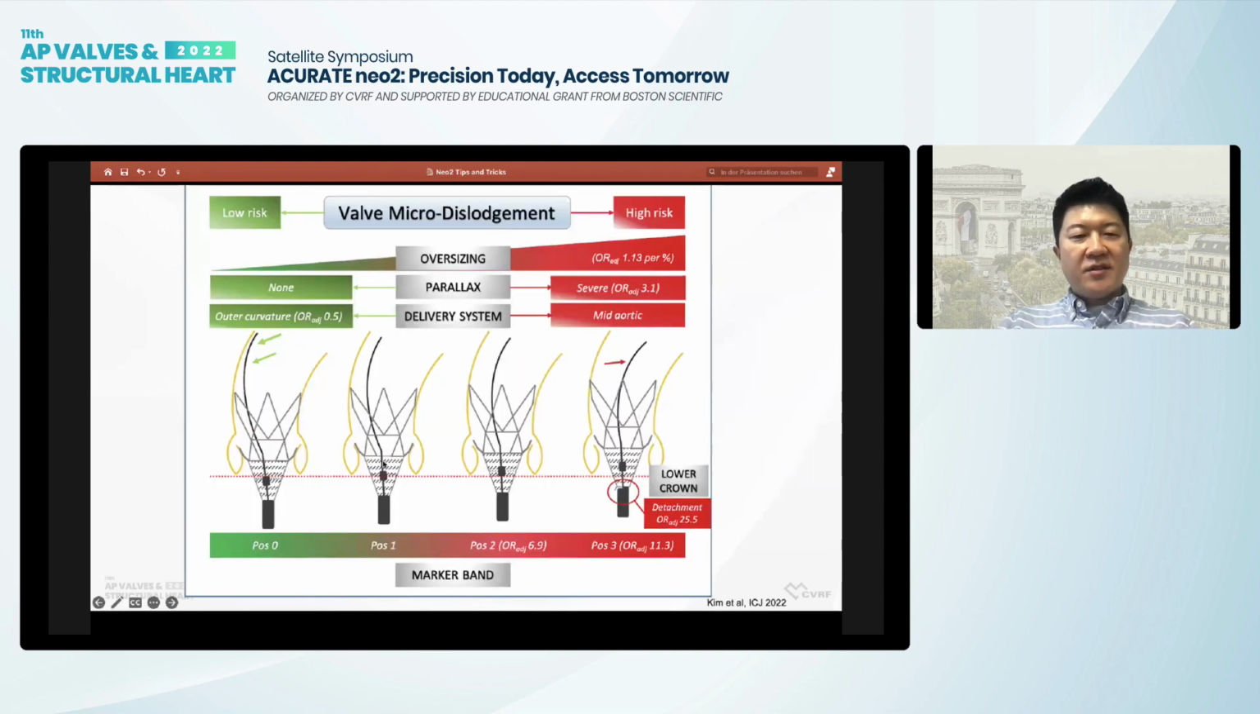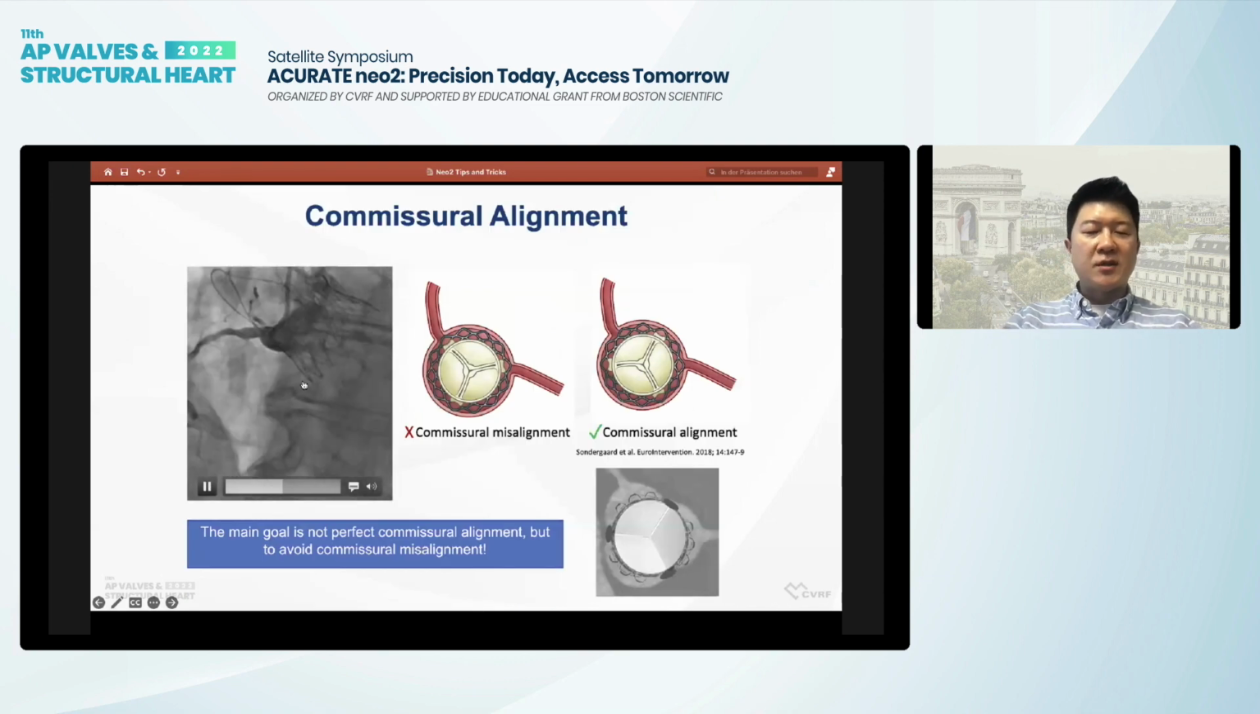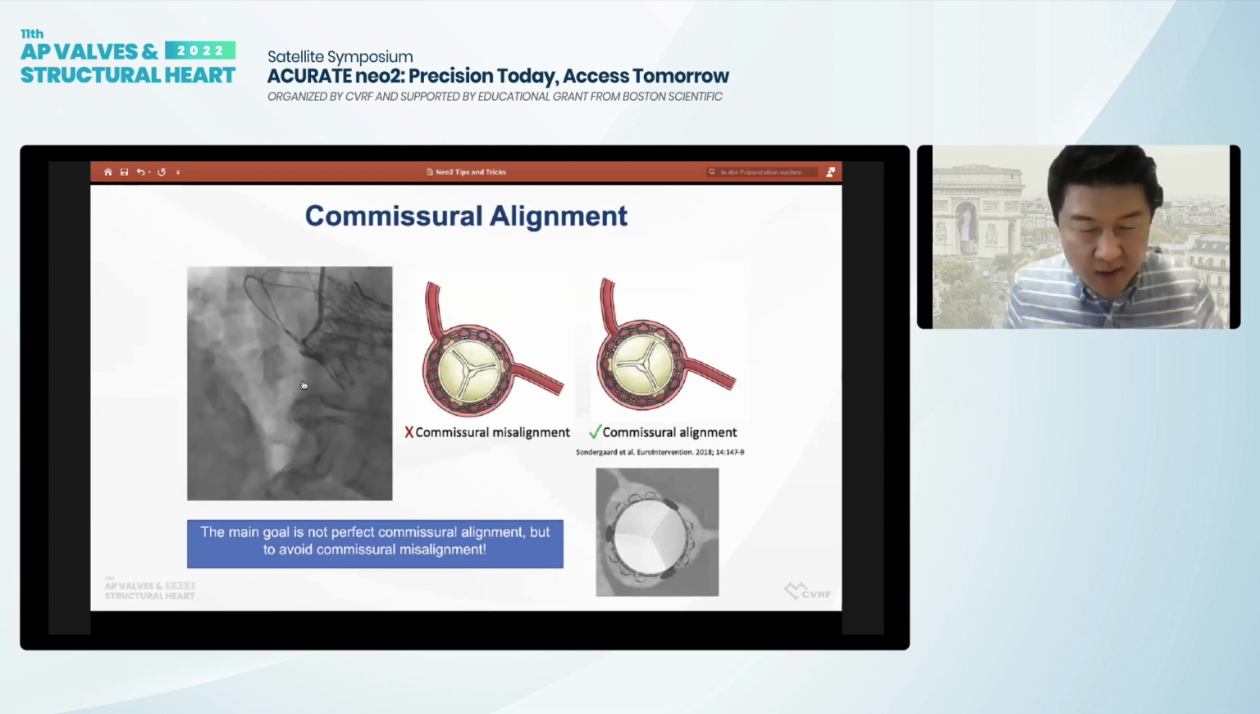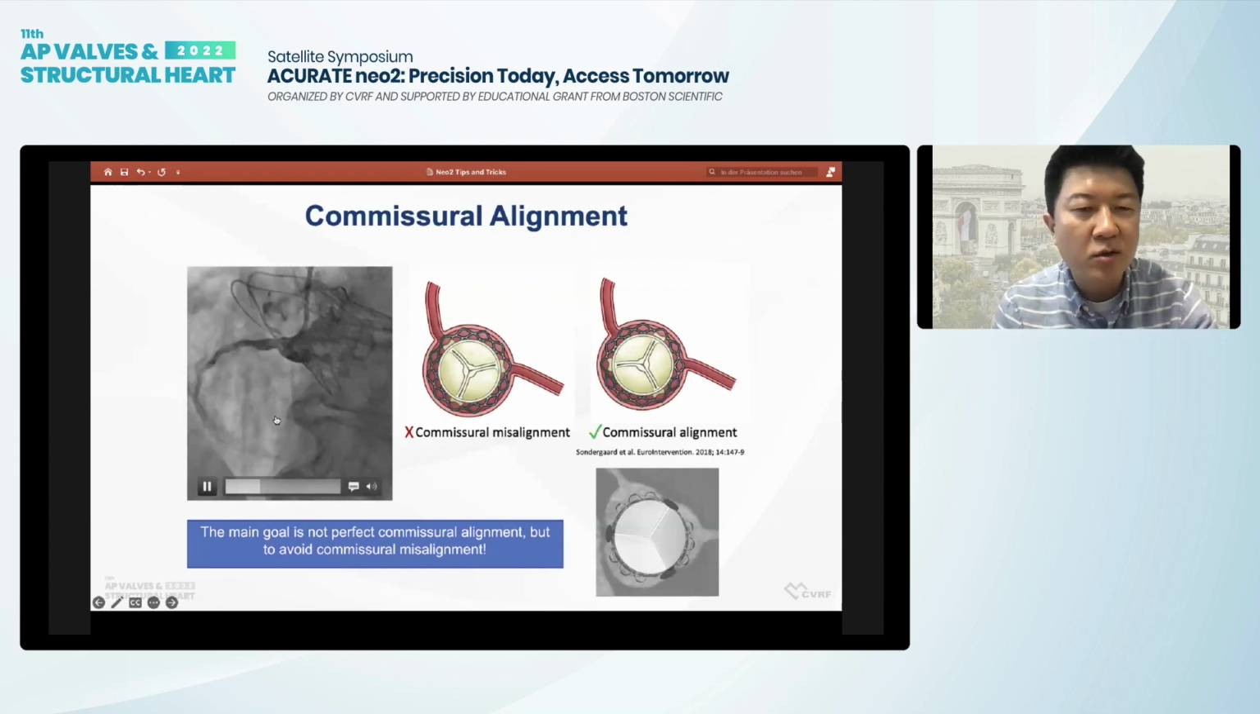We have analyzed this and also identified some risk factors: oversizing, parallax, not sufficient forward pressure, and also the position. The risk of valve dislodgement would increase if one of the factors is present. Maybe one word to commissural alignment, and this is an example on the left-hand side. I don't know whether you can see it.